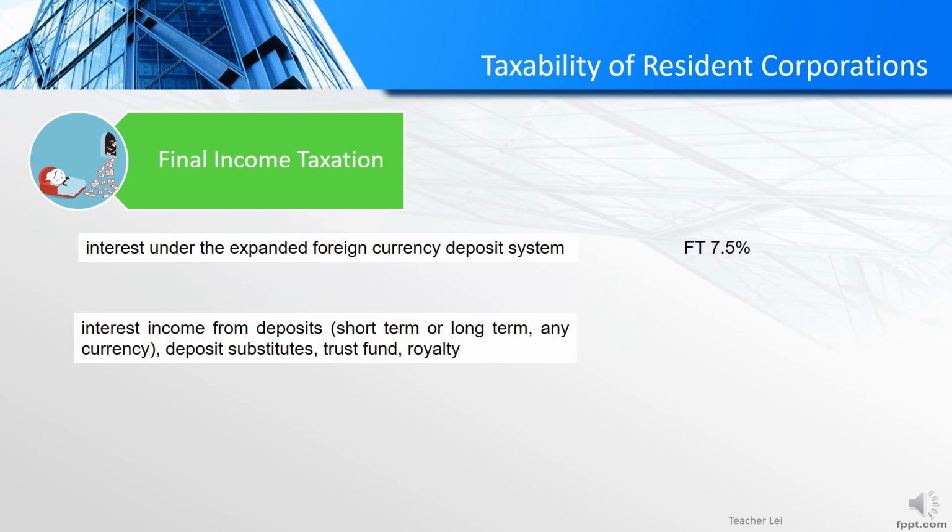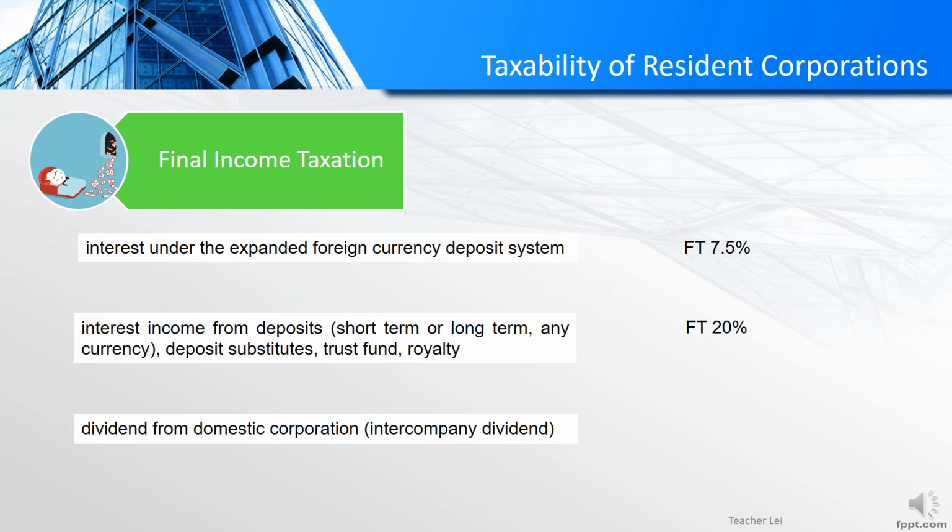For interest income from deposits, whether short-term or long-term, or whether any currency, deposit substitutes, trust fund, or royalty, they are subject to final tax of 20%, just like domestic corporations. And dividend earned by resident corporations from domestic corporations, or what we call intercompany dividend, is also exempt. So take note that the tax is withheld at source, meaning the income received is already tax paid.